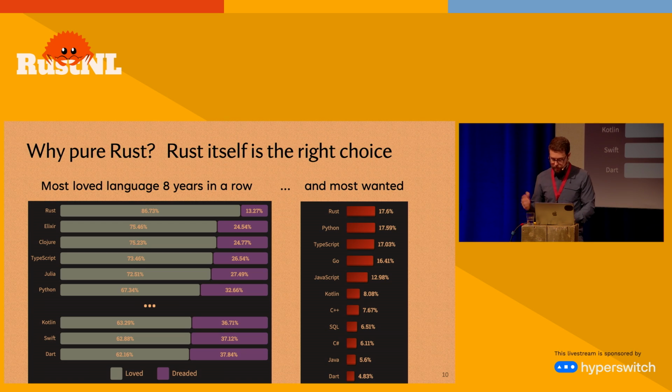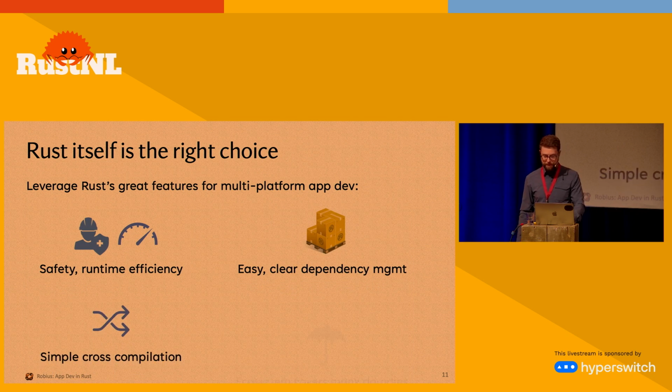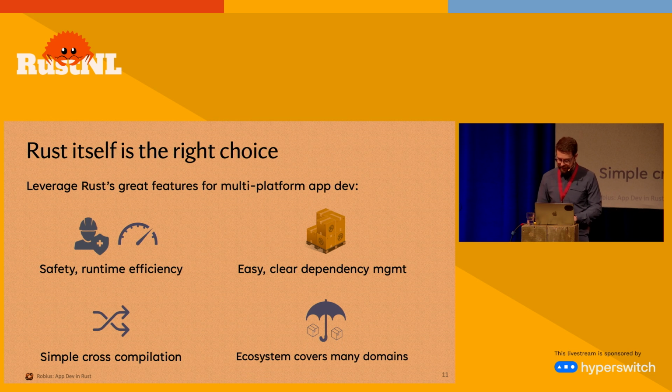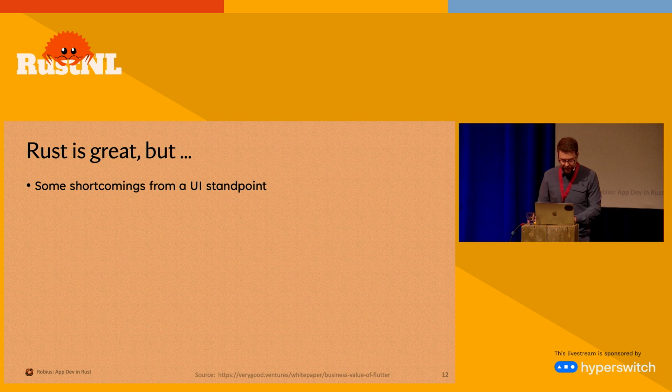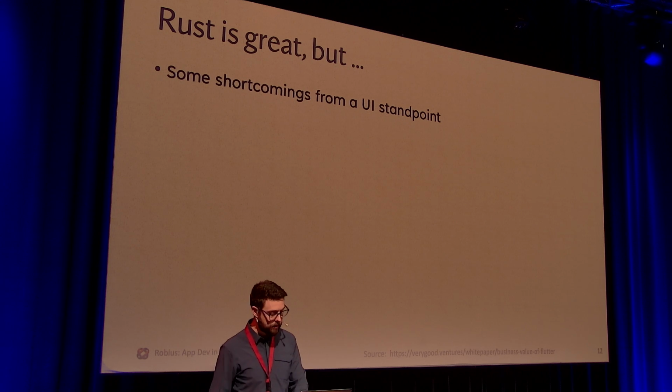So I can probably skip this stuff about Rust. We all know Rust is great. It's most wanted, and we get these nice features, right? Okay, I'm anxious to get to demos, so I'll skip through this stuff. But I do want to highlight a couple of motivating shortcomings from Rust, from a UI standpoint.